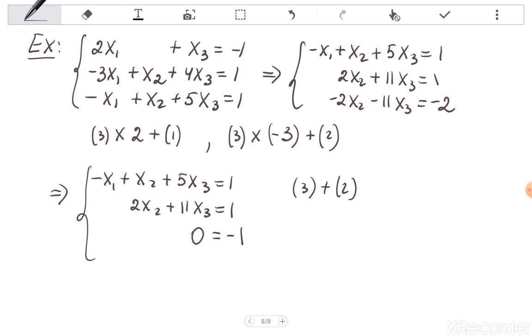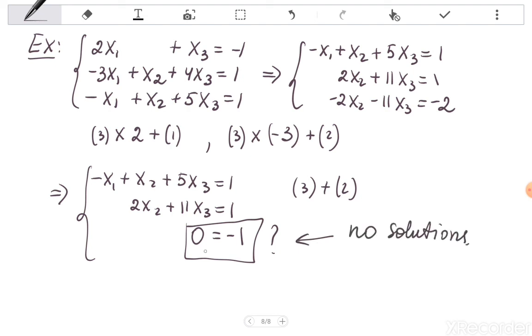So we obtain something strange here. 0 is equal to minus 1, which is wrong. This means that the system has no solutions. So when you get something strange like this, it means that the system has no solutions.